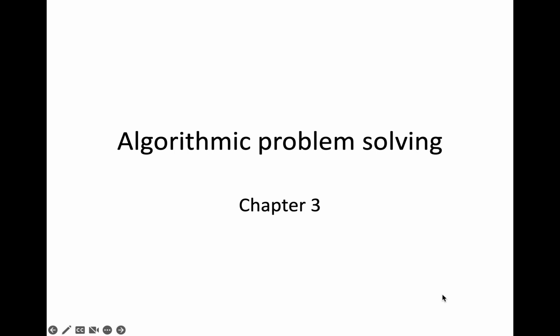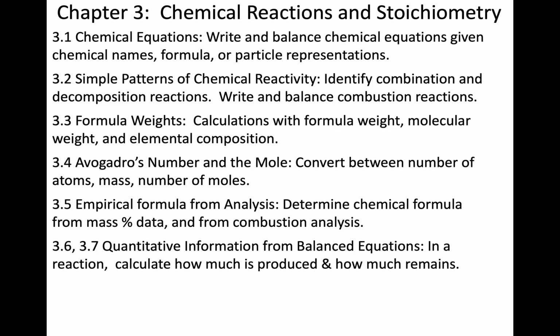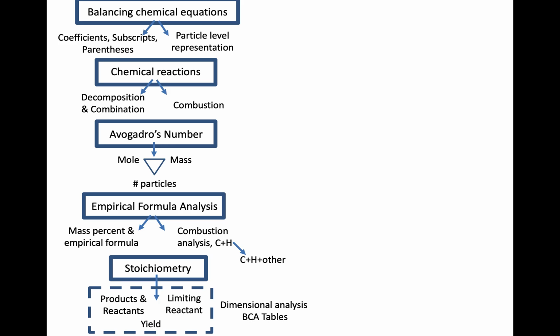In this video, I discuss aspects of algorithmic problem solving as found in Chapter 3. Algorithmic problem solving is not found only in Chapter 3, but it's very prominent there. It's a skill that really is found throughout general chemistry, and it's one that we really need our students to be able to master. When we look at the different topics in the different sections within Chapter 3 involving reactions and stoichiometry, many of these include algorithmic problem solving.